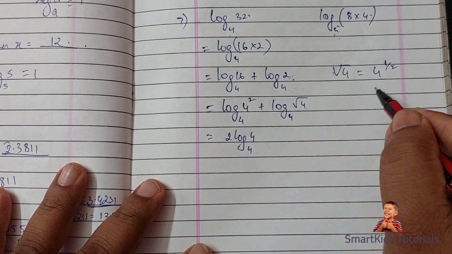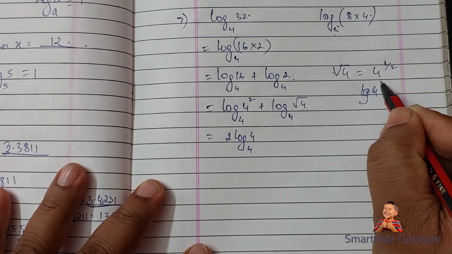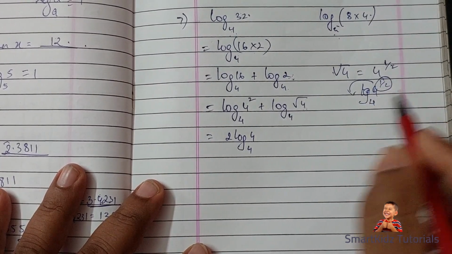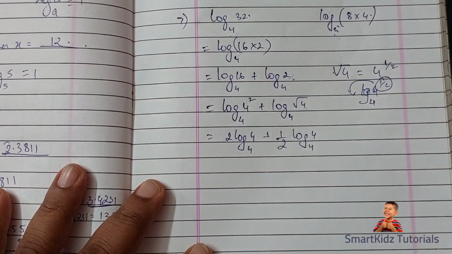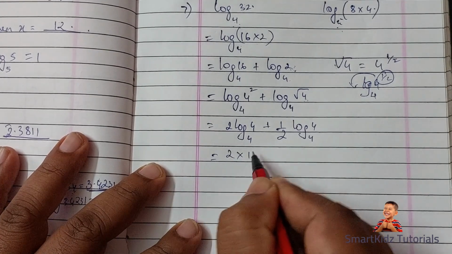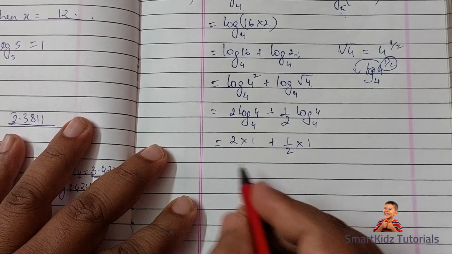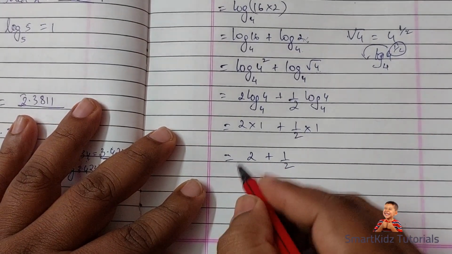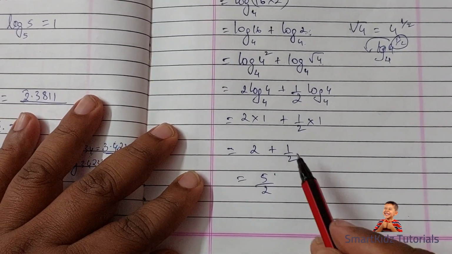So in other words, it's as good as saying log of 4 raised to half to the base 4. This power that you can bring here. And that's what I'm going to do now. I can write it as half log of 4 to the base 4. Now this is an easier operation. So 2 times 1 plus half times 1. Now this is your normal addition. So 2 into 1 gives us 2 and half into 1 gives us half. And this will end up getting as 5 upon 2. That is our answer.